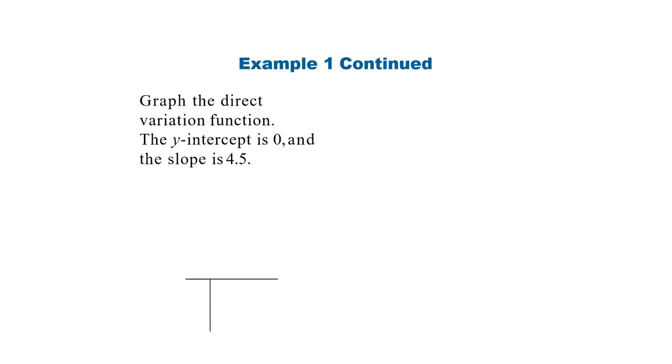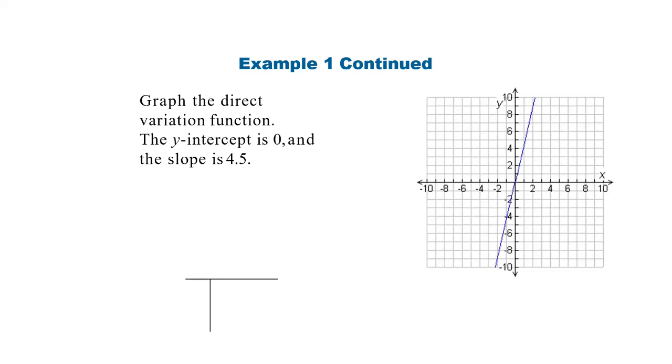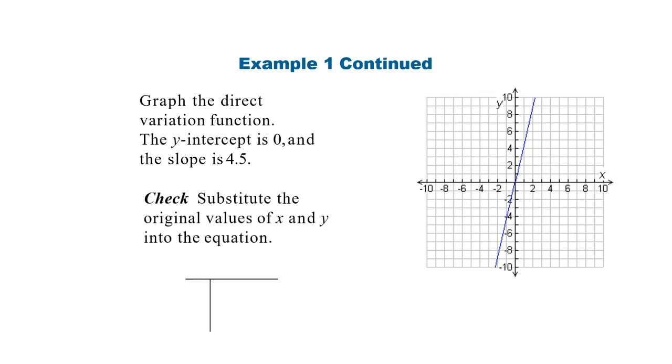Let us now graph the direct variation function. The y-intercept is 0 and the slope is 4.5. Why? Because the equation of the variation is y equals 4.5x. Now you may observe that the graph of the equation passes through the origin. Now let us check the values. Substitute the original values of x and y into the equation y equals 4.5x, and you may observe that 27 equals 4.5 times 6, both are 27.